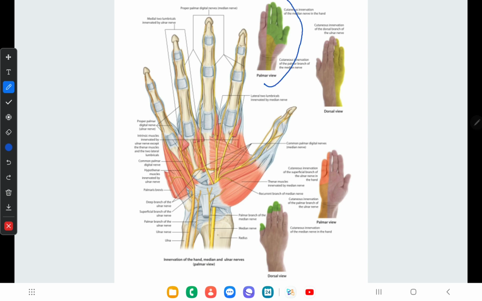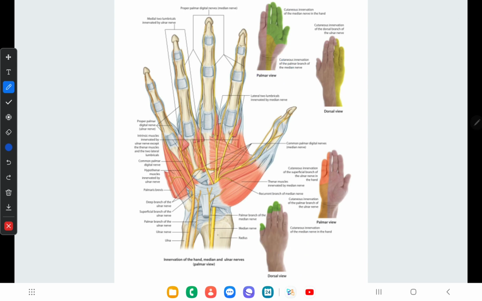Here in this picture you can see the cutaneous innervation of the median nerve in the hand. You can see 3.5 digits and the mid palmar aspect of the hand here, and also from the dorsal view in this picture, the tips of the 3.5 fingers, this greenish shade, are supplied by the median nerve, while the rest, this part, is supplied by the radial nerve.